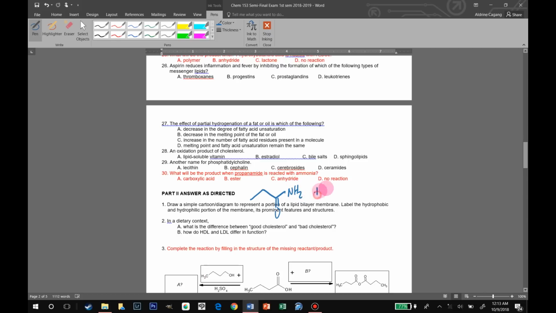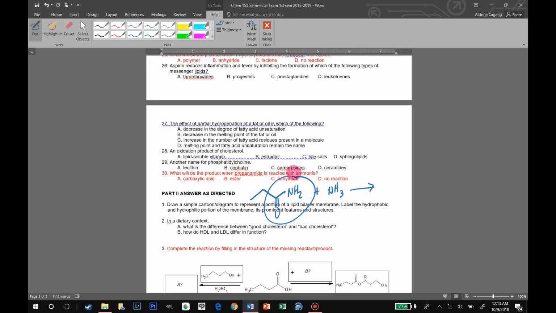NH2 plus NH3. So what will be the product when propanamide is reacted with ammonia? So the amide functional group especially is a very stable bond already. Actually, if you've noticed all of the reactions from your carboxylic acid derivatives, all of them, the final form is your amides. So your anhydrides, they can be converted to amides.